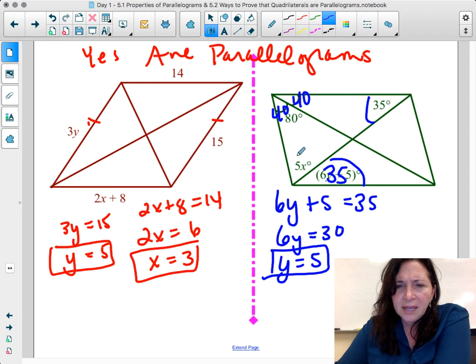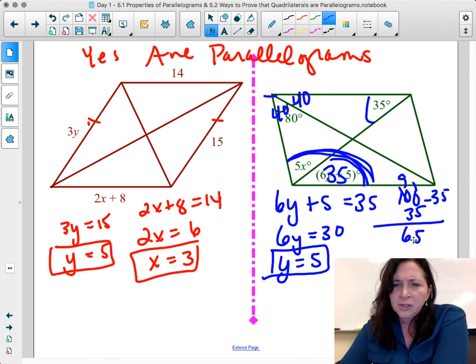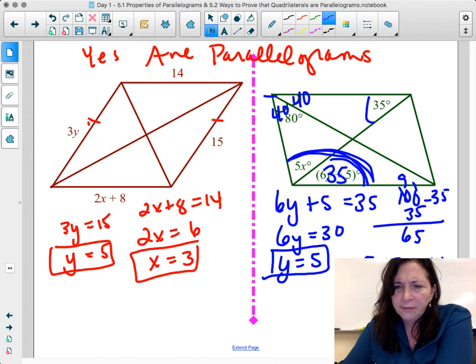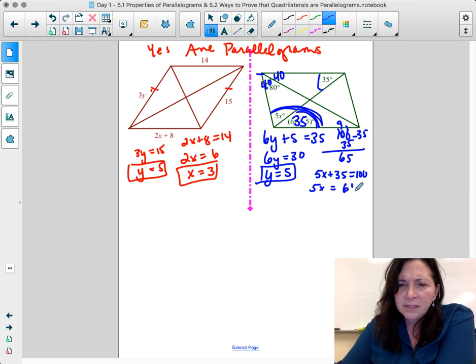What else do I know? That's 80. So that makes this here 100, because again, same reason as the other problem before. 100 minus 35, I'm going to get 65. So if this is 65, then 5x plus 35 is equal to 100. I subtracted 35. So 5x is equal to 65.